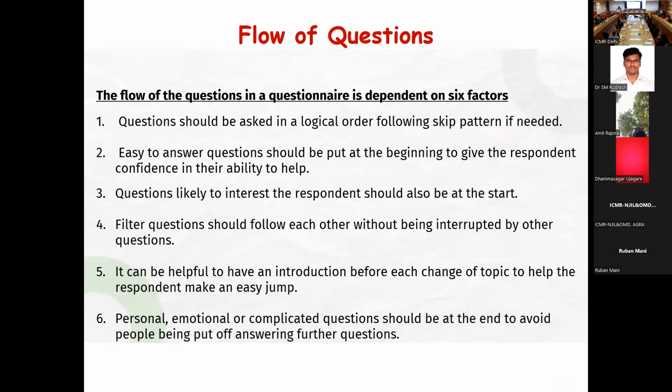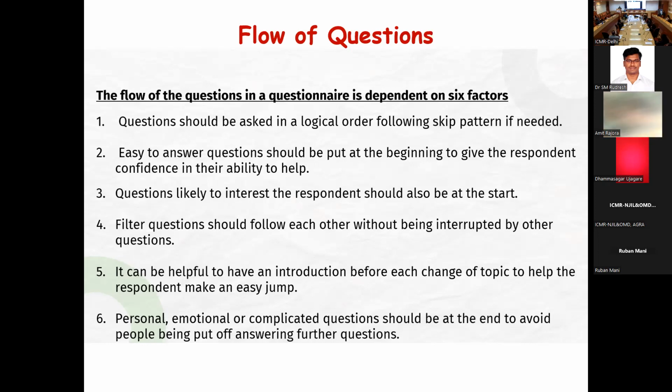See your flow of questions. When you prepare your questionnaire, your starting question should not be your main question. There is some warm-up question type. Use a warm-up question so that your main question comes somewhere in the middle. No questionnaire should be very long. The longer the questionnaire, people will just say, fill it in anyhow, so your quality of data will be affected.